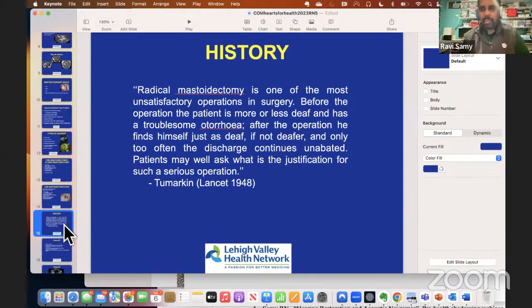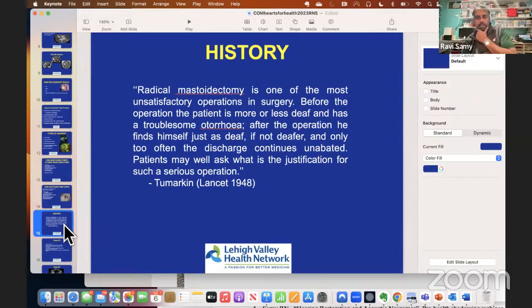This is a great quote. I love reading old literature. As you get into medicine, what's amazing about the US is we're so good about looking at the coolest new treatment, but I love reading old literature. Docs like Tumarkin wrote this quote back in the British journal The Lancet in 1948. It's fascinating because here's a person who operated at a time when there wasn't a CT scan, anesthesia wasn't advanced, and surgical tools weren't advanced. And he said radical mastectomy, that canal wall down approach, is one of the most unsatisfactory operations in surgery.